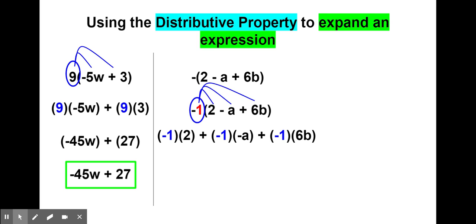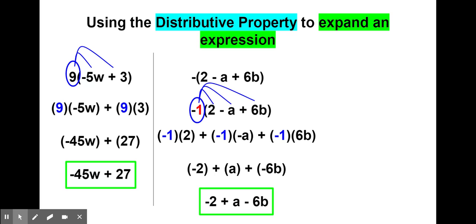For our first term, we have negative 1 times 2. Negative times a positive gives you a negative. So we'll have negative 2 plus negative 1 times negative a. Negative times a negative gives you a positive. So we'll have plus a. And for our last term, we'll have negative 1 times 6b. Negative times a positive again will give you a negative. So we'll have minus 6b. You can rewrite that here as negative 2 plus a plus negative 6b. Remember that last term, because it's negative and we're adding it, we can change that to subtraction. So we can rewrite our expression to be negative 2 plus a minus 6b, and that's going to be our answer.